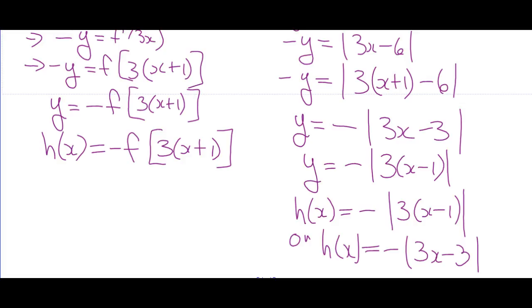Where did the 6 go? Oh, what's this expand to? 3x plus 3 minus 6. Too much? Yeah.